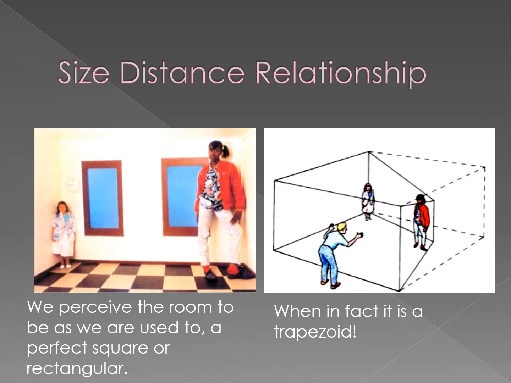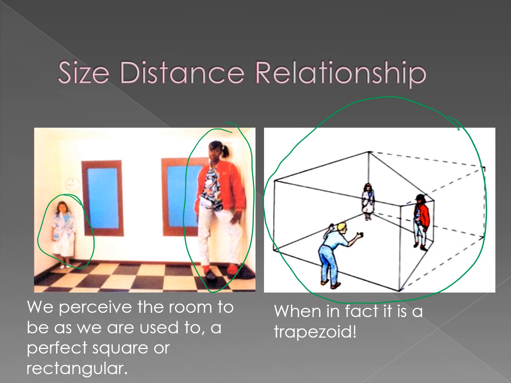Size distance. All right, so if you look at the picture on the left, is this girl just a giant and she is a midget? No, they're actually somewhat similar sizes. But we perceive the room to be a square, right? Because that's what we're used to. We're used to looking at rooms as either rectangles or squares. So that's how we assume this room is. But in reality, it's actually a trapezoid. So if you look at this picture over here, the girl on the right is actually closer to us, and the ceiling goes down a little bit, right? So her head is close to the ceiling, and she's closer to us.